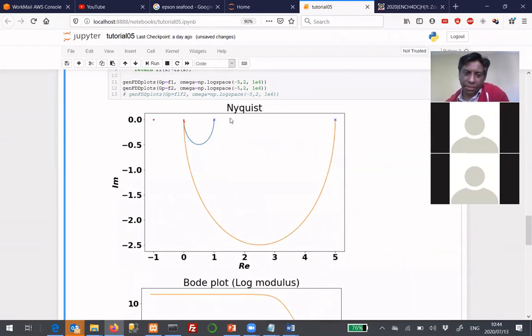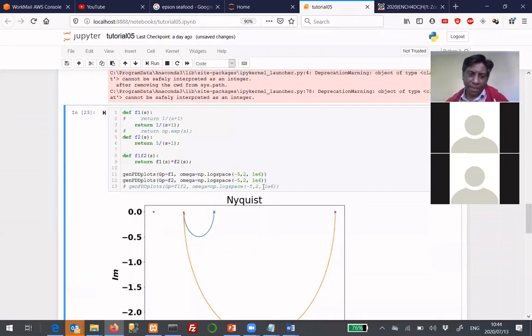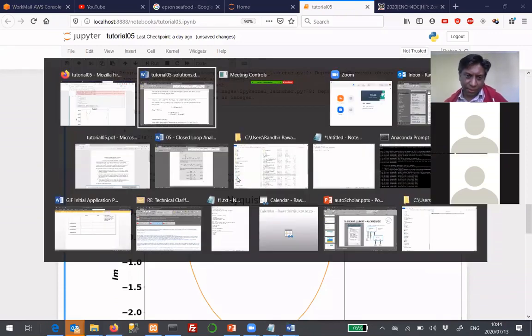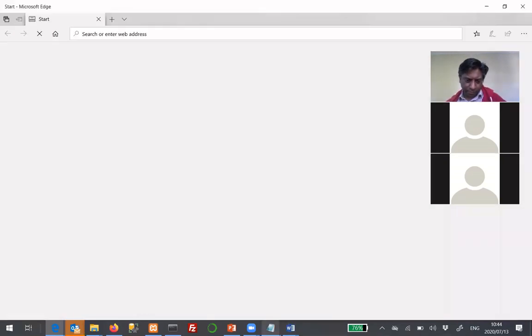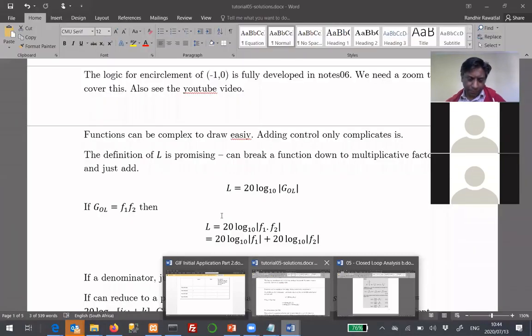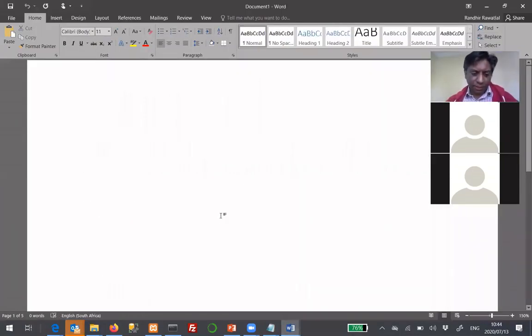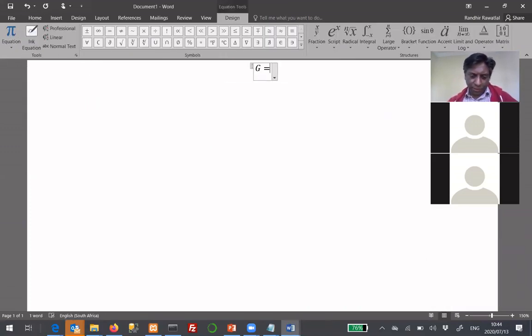So the Nyquist plot is simply a plot of the imaginary part against the real part. So we have some transfer function. And in fact, let's first develop that a bit. So let's say we have this transfer function. So G is 1 over S plus 1. And then we want to apply S equals I omega.